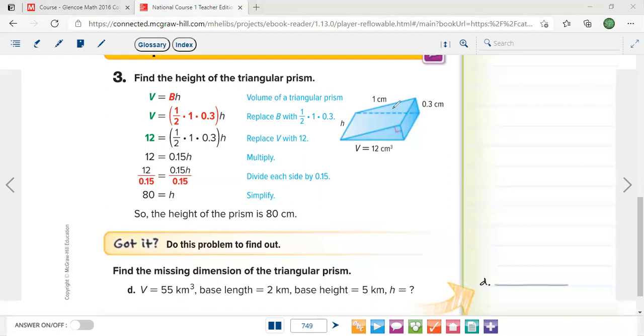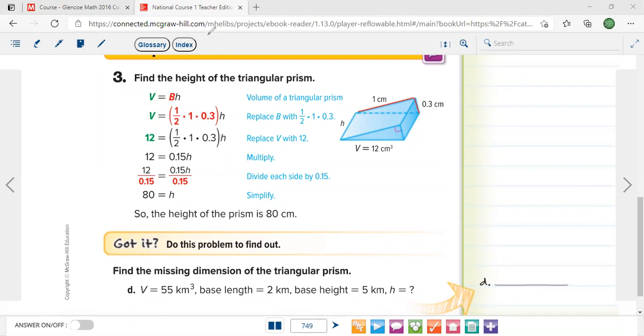Base dimensions are known because the base is shaped like a triangle and the base of the triangle is given. This is the base of the triangle. And this is the height of the triangle, as you can see. So dimensions of the base are given as 0.3 centimeter and 1 centimeter. So substitute the base area as half times 1 times 0.3. All of this should be multiplied by the height. What is half times 1 is half, times 0.3 will give you 0.15 multiplied by the height.